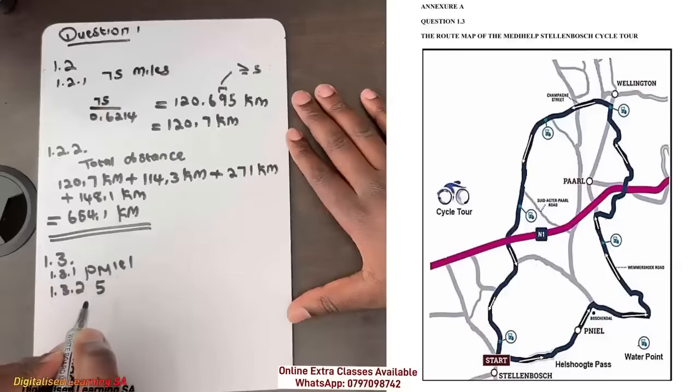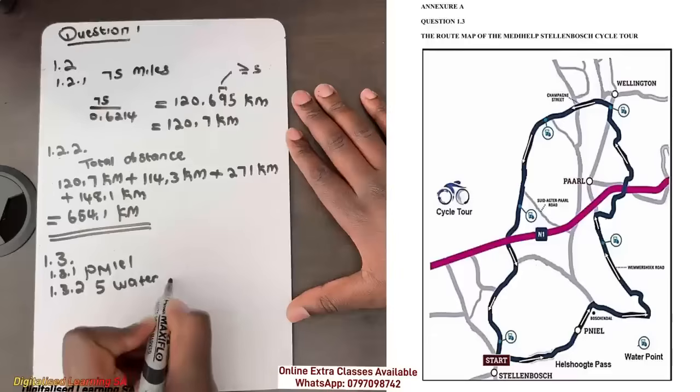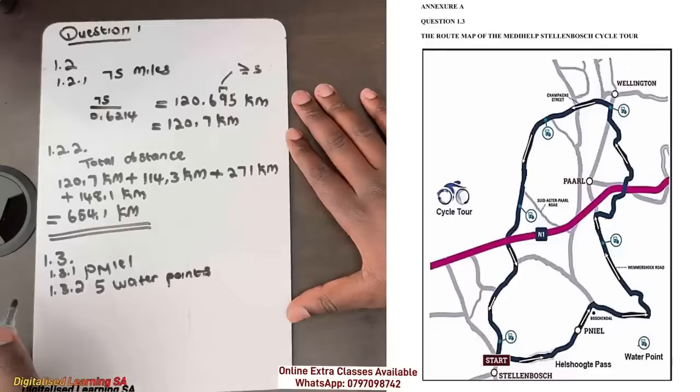And those water symbols are located on the road. So you can see that they are pointing on the road. So our answer will be 5 water points. Okay, so now let's move to the next question, which is question 1.3.3.